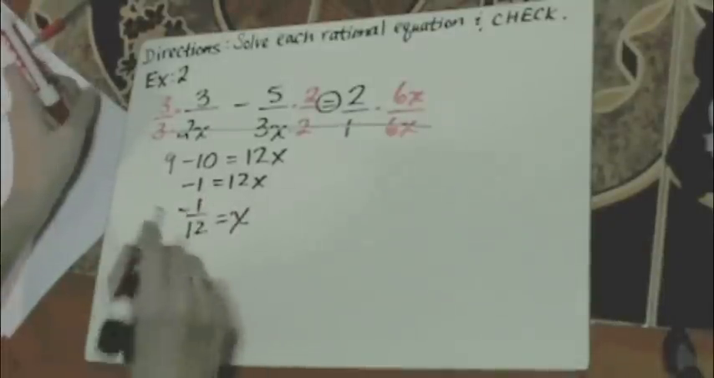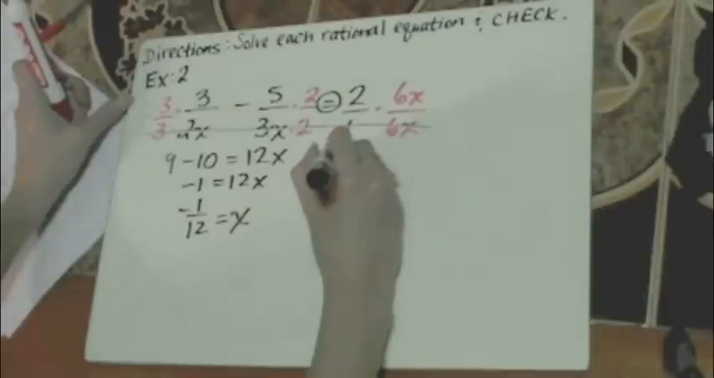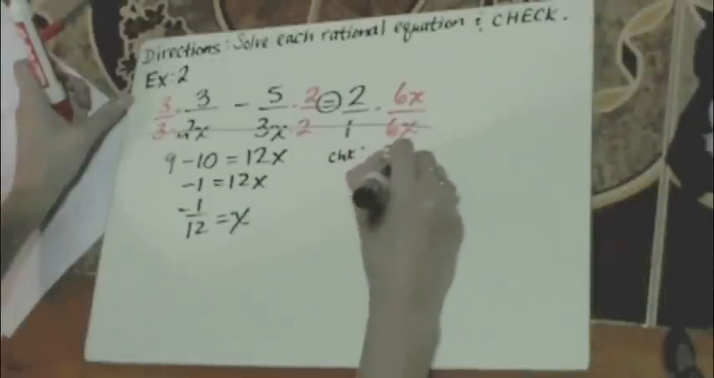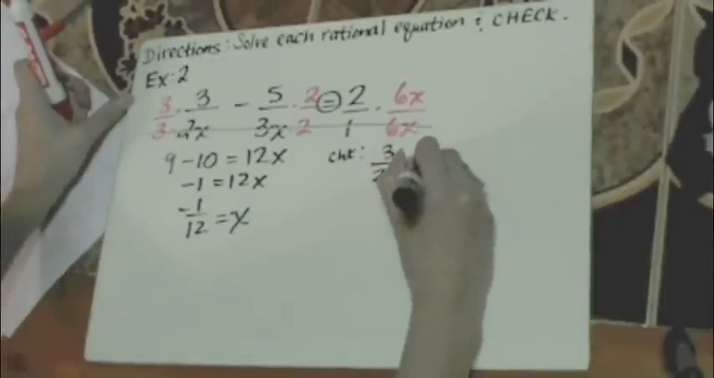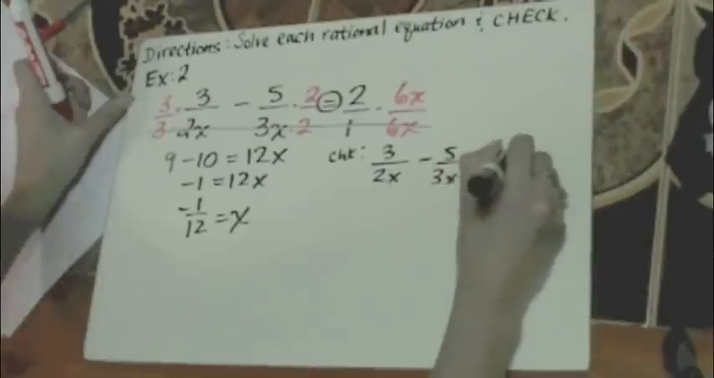Now we need to check this. So to check this, we have the original problem, so it's 3 over 2x minus 5 over 3x. And we want to know if it's going to be equal to 2.